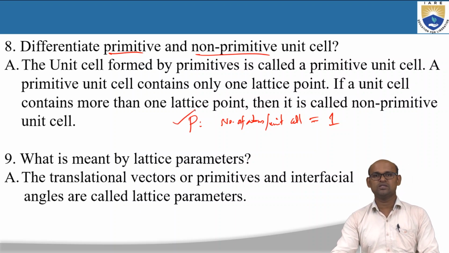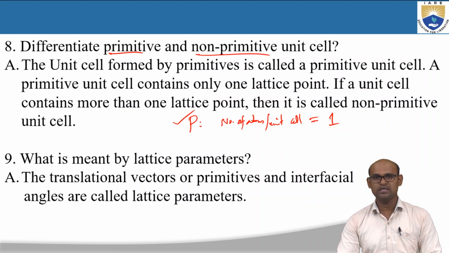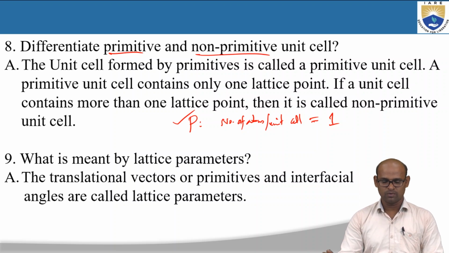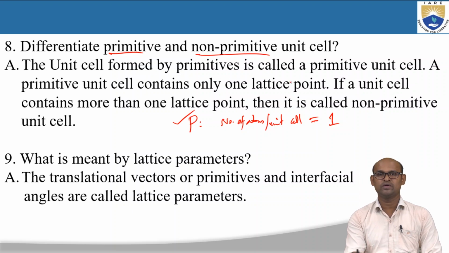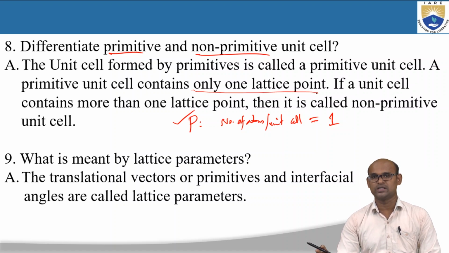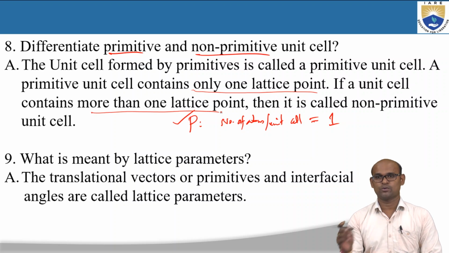Non-primitive unit cells are the ones which have more than 1 atom per unit cell. Those are called non-primitive unit cells. Okay, so that is what is given here. The unit cell formed by primitives is called a primitive unit cell. A primitive unit cell contains only one lattice point, one atom per unit cell. And if a unit cell contains more than one lattice point, then that is called a non-primitive unit cell. Okay.